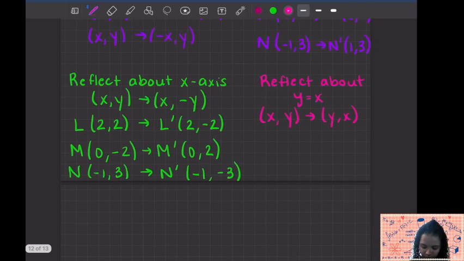All right, so our first point, L is at (2, 2). If I reflect about y = x, I'm switching x and y. In this case, x and y are the same for that point. So it stays at (2, 2).